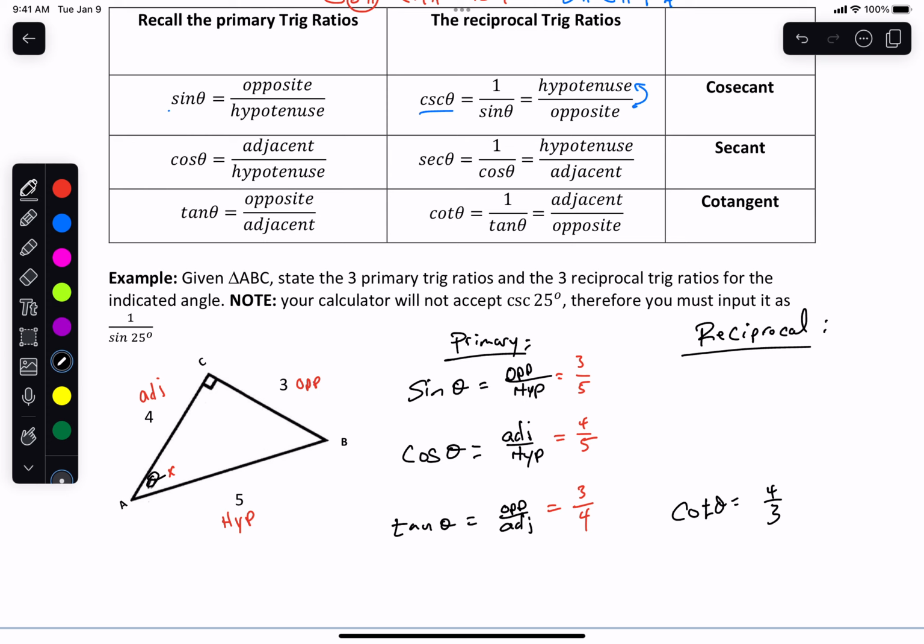Okay, and then the hard part maybe is just remembering cosecant versus secant. Anyway, you just have to come up with your own way of remembering it. Cosecant is kind of the opposite of what you think it is, because cosecant sounds like cos, but it's not. It's sine. So cosecant is 5/3.